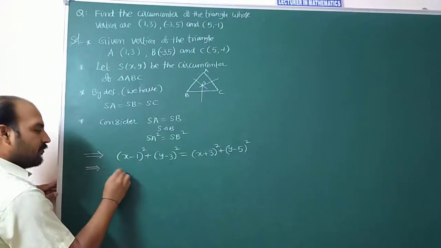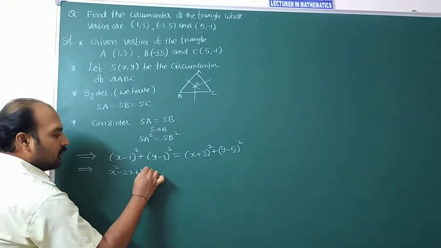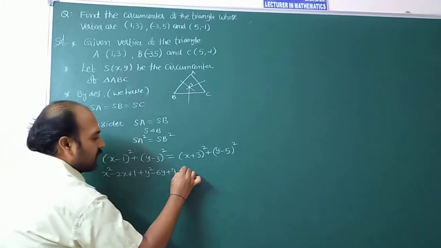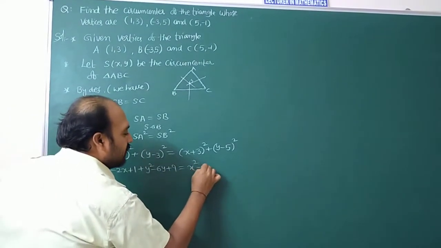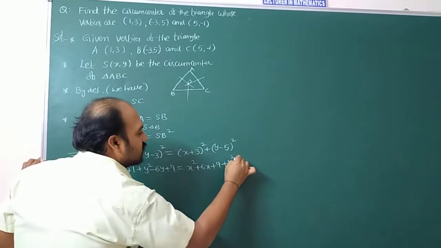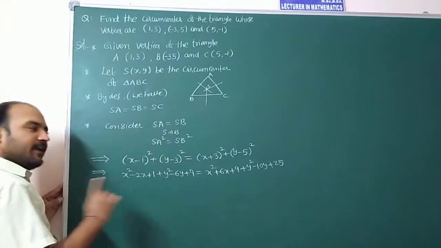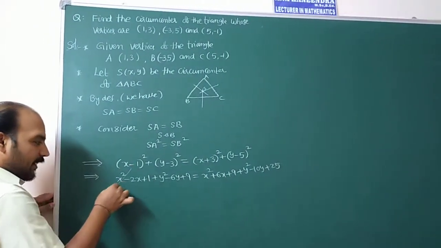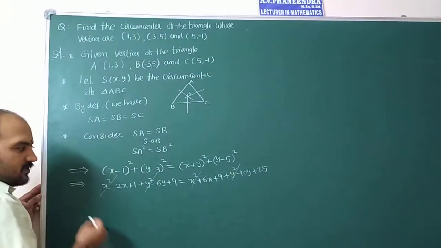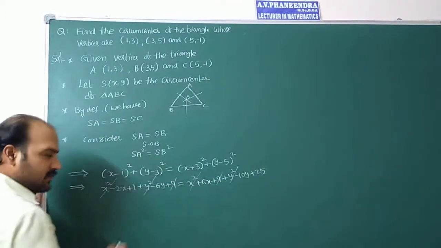That implies x square minus 2x plus 1 plus y square minus 6y plus 9 is equal to x square plus 6x plus 9 plus y square minus 10y plus 25. On both sides same values, we have to cancel it, x square plus y square, x square plus y square. Is there any chance to cancel it? Here 9, here also plus 9.